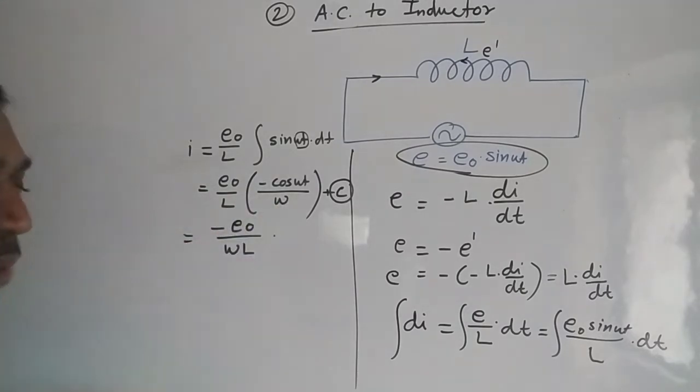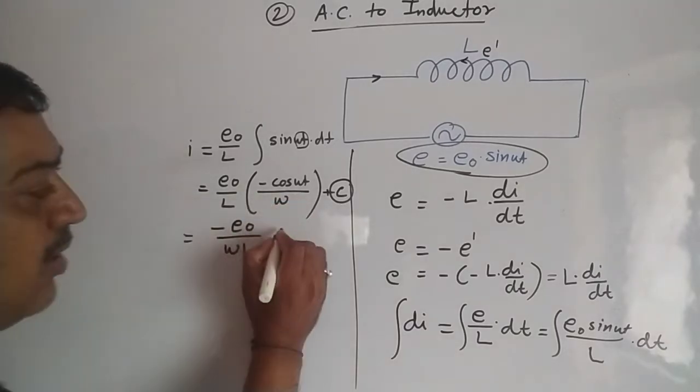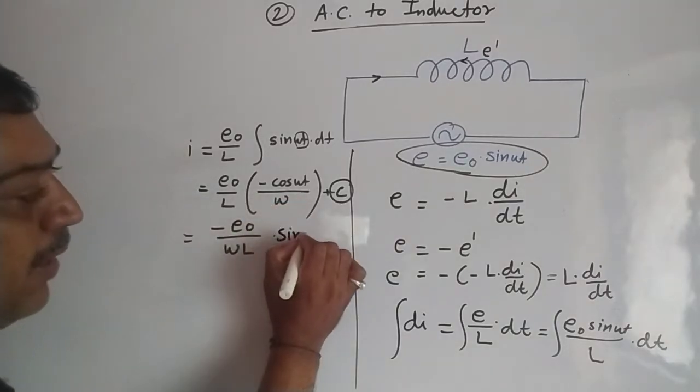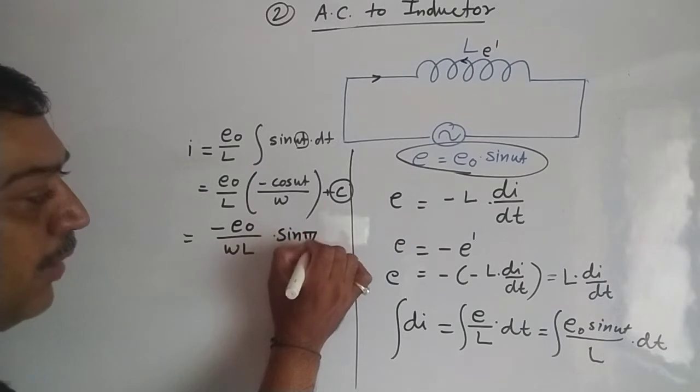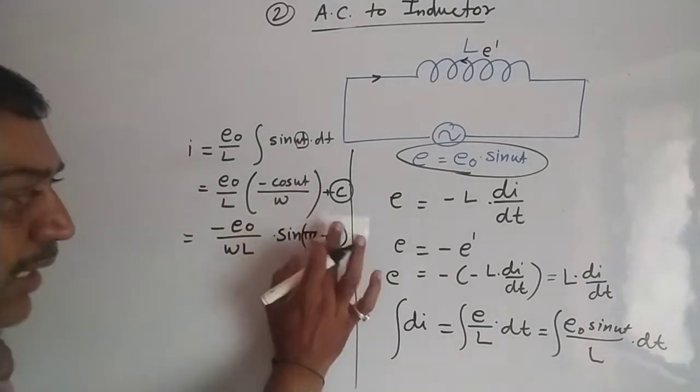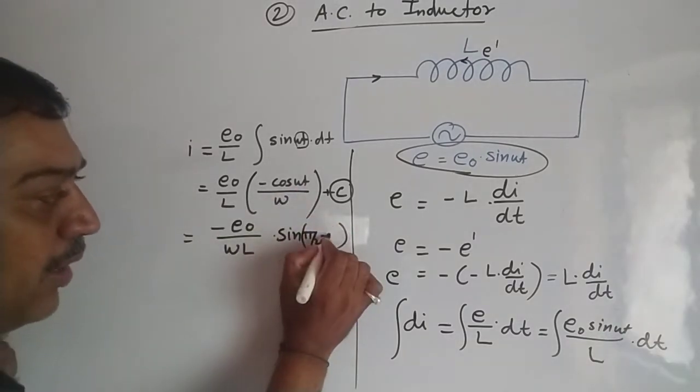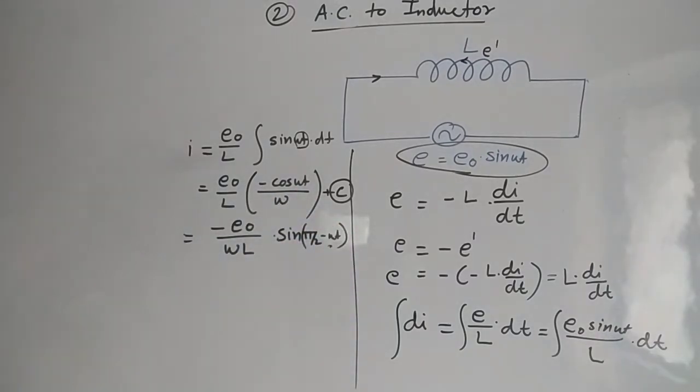into cos omega t can be written as sine of pi by 2 plus theta, that is nothing but cos theta is equal to sine of pi by 2 minus theta. So cos theta is written as sine of pi by 2 minus theta, where theta in our case is omega t. So sine of pi by 2 minus omega t. These are the formulae you have learned in trigonometry in 10th standard.